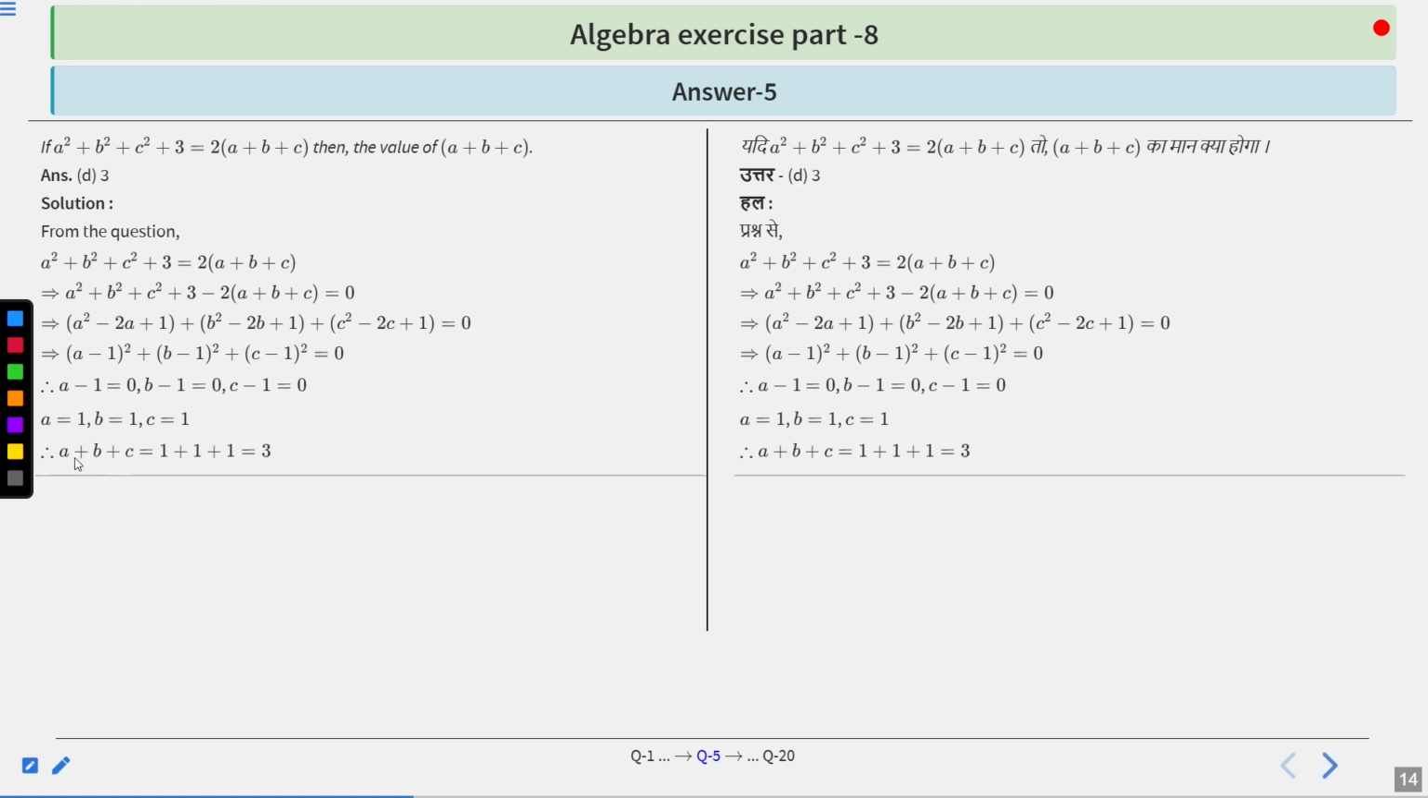And we have to find the value of A plus B plus C. Therefore, A plus B plus C is going to be 1 plus 1 plus 1. That is equal to 3. Option number D is the correct answer.